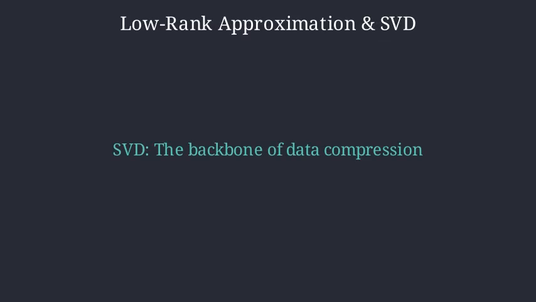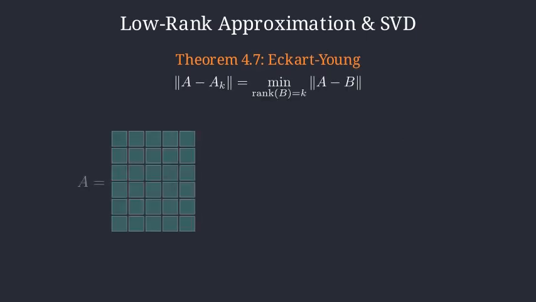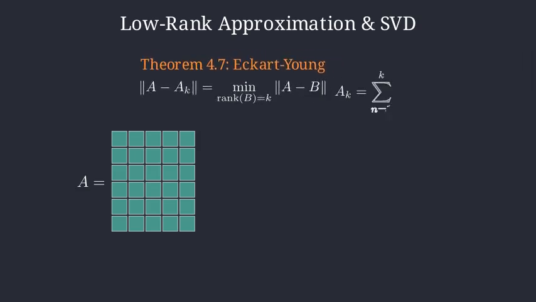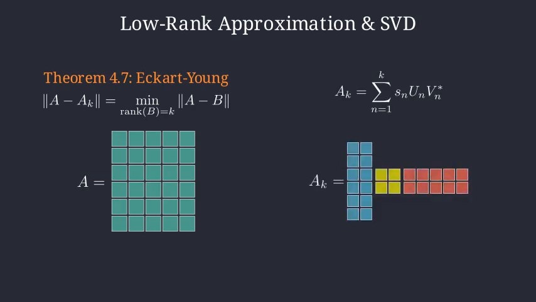SVD isn't just theoretical, it's the backbone of data compression and principal component analysis. The Eckart-Young theorem tells us that if we want to approximate a high-dimensional matrix with a simpler, lower-rank one, the best way to do it is to keep the largest singular values and discard the rest. By truncating the SVD at rank K, we create a new matrix that is the absolute closest possible match to the original in terms of both the operator and Frobenius norms.